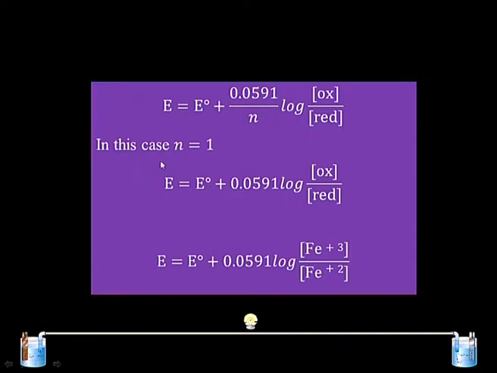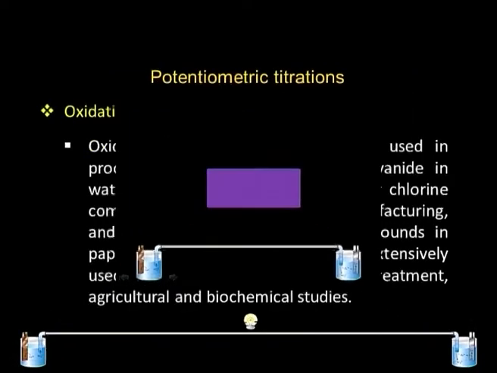In this case, since n is equal to 1, we can write E is equal to E0 plus 0.0591 log oxidized by reduced, and E is equal to E0 plus 0.0591 log, we can write here, Fe3 plus divided by Fe2 plus, because Fe3 plus was undergoing oxidation and Fe2 plus was undergoing reduction.